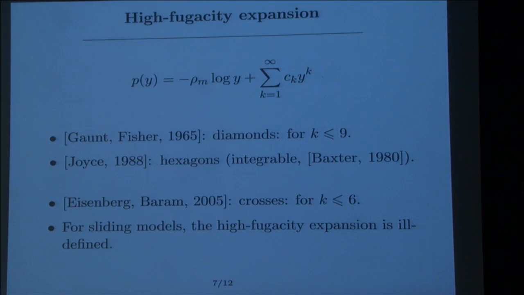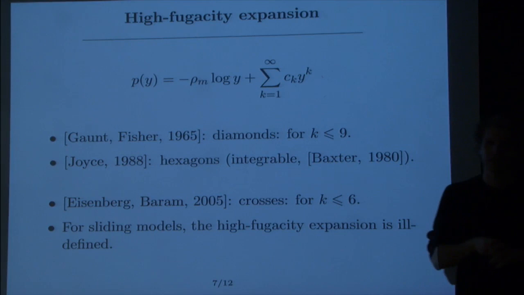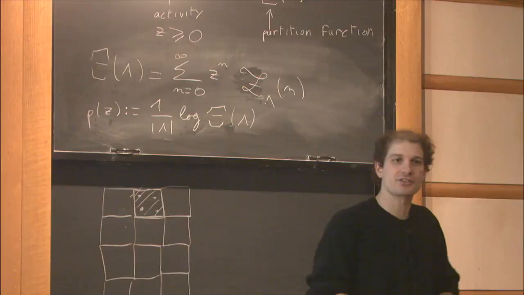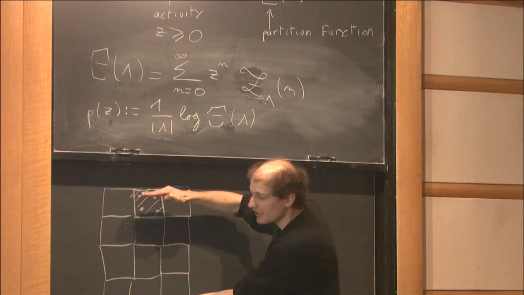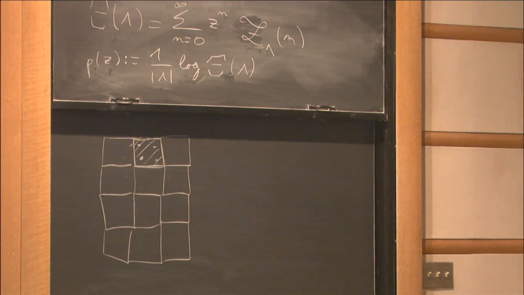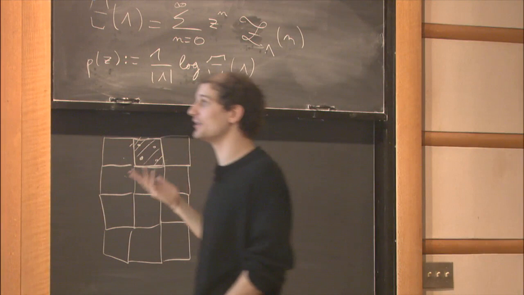Now, if I do have sliding, it's fairly easy to see that this expansion in 1 over z is not only going to be divergent, it's going to be ill-defined in the limit in which the box goes to infinity. This is essentially because if I can slide things up like this, I can have correlations between defects that occur at arbitrarily long distances. So this expansion in 1 over z will not be well-defined if I can slide. So what happens? What can we do? Are we stuck?